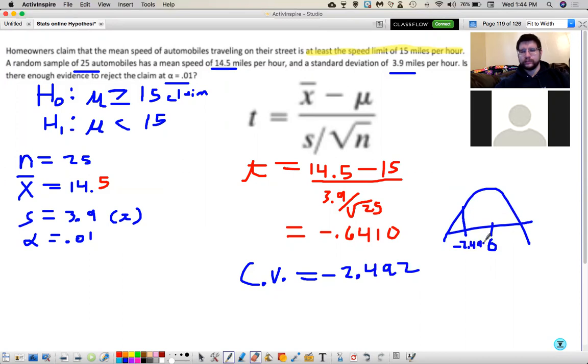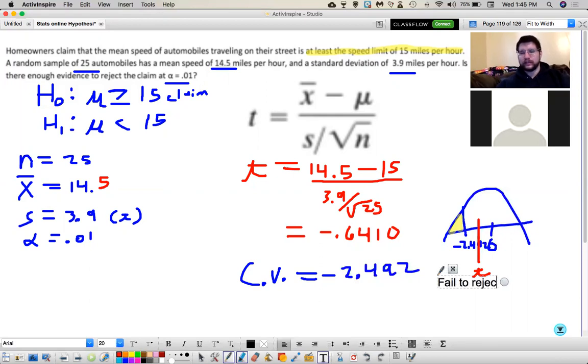2.492. Area to the left, because it's a left tail, that's the critical region. And if we look at our test statistic, it's negative 0.64. That's over here somewhere, so I'll just put T there. The test statistic is right here. It's not in the rejection region, so we're going to fail to reject the null. That's our initial conclusion.